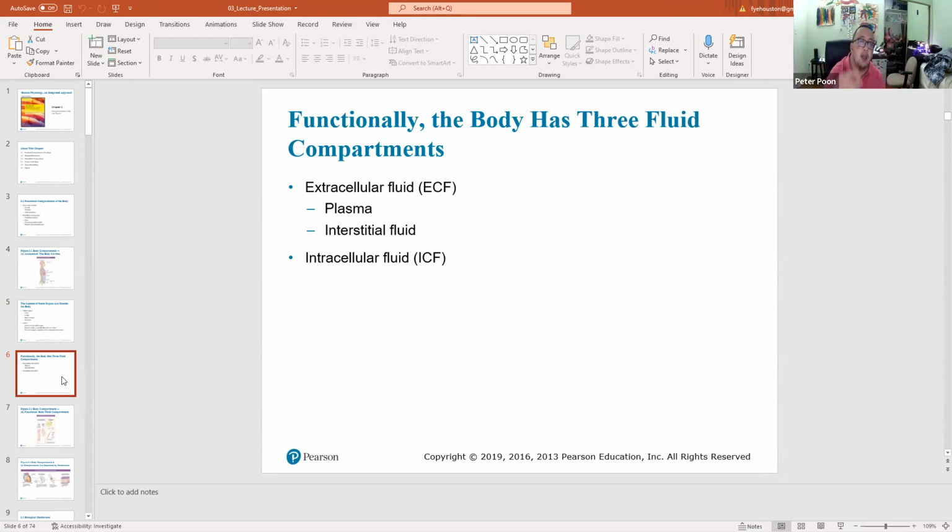Functionally, the body has three fluid compartments. The intracellular fluid, everything inside the cell, then the interstitial fluid, and then the plasma. The plasma and interstitial fluid have less difference between them than either one has with intracellular fluid, but the plasma has a whole bunch of big, huge proteins that do not cross the walls of blood vessels, so they don't actually go into the interstitial fluid.